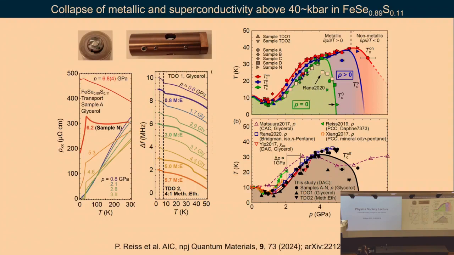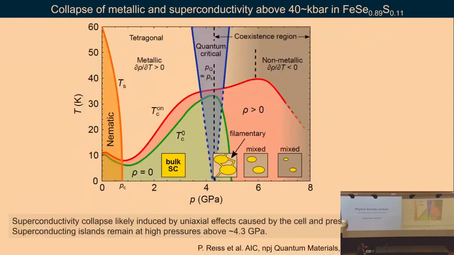And applied pressure eventually can also kill superconductivity. In this study, we used diamond anvil cells. We kept the pressure. Superconductivity was enhanced up to here in this green regime. But above 6.2 gigapascal, which is 62 kilobar, we noticed that the resistivity is not 0 anymore, and it becomes finite, and the system almost looks like it becomes insulating.